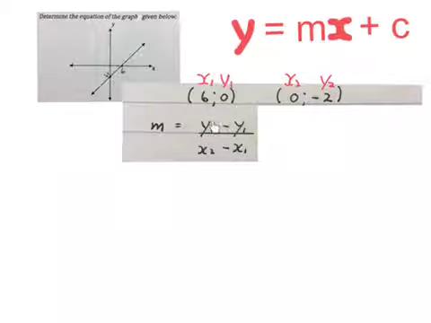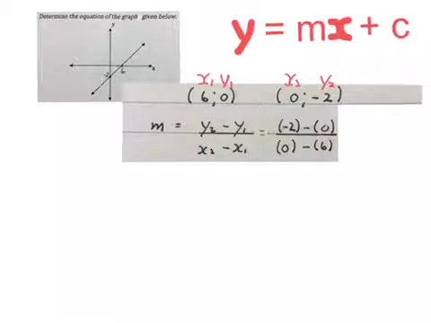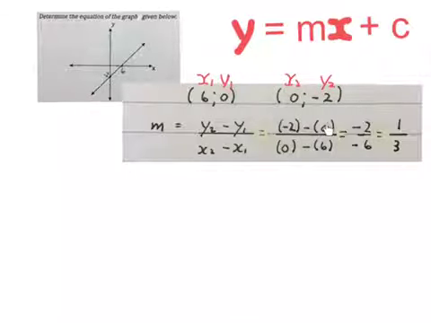In the place of y2, you'll put minus 2. In the place of y1, you'll put the 0. In the place of x2, you'll put the 0. In the place of x1, you will put the 6. This we always do in brackets. Then you work out the top and get minus 2. Bottom gives you minus 6. You simplify it and you get 1 over 3. So the value of m is 1 over 3.